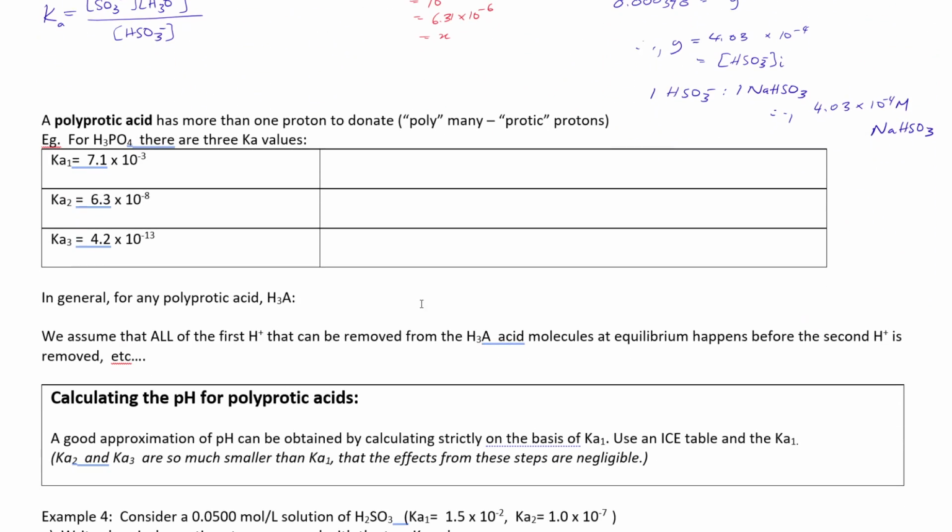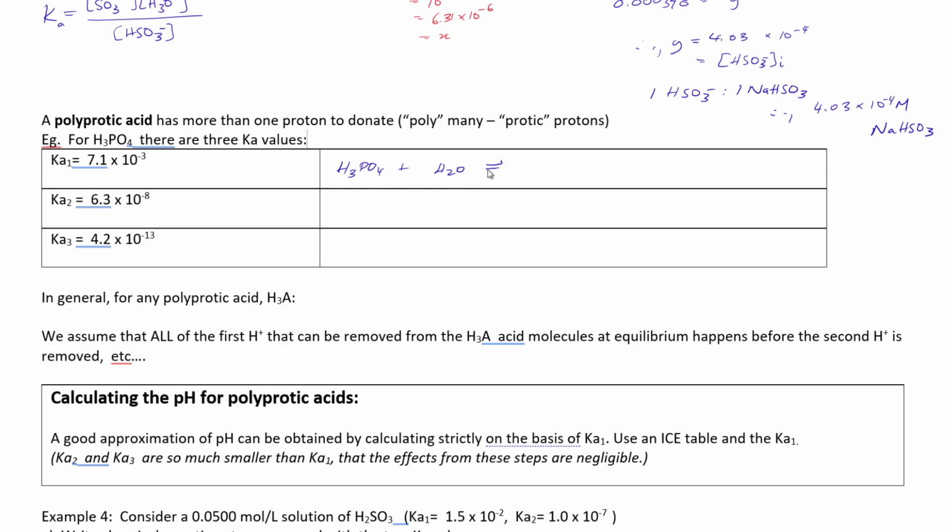Okay, finally, a polyprotic acid has more than one proton, so poly meaning many, and protic meaning protons, right? For example, if we look at phosphoric acid, there are 3 Ka values. We've got 7.1 times 10 to the negative 3, and that is for phosphoric acid donating its first proton to water.